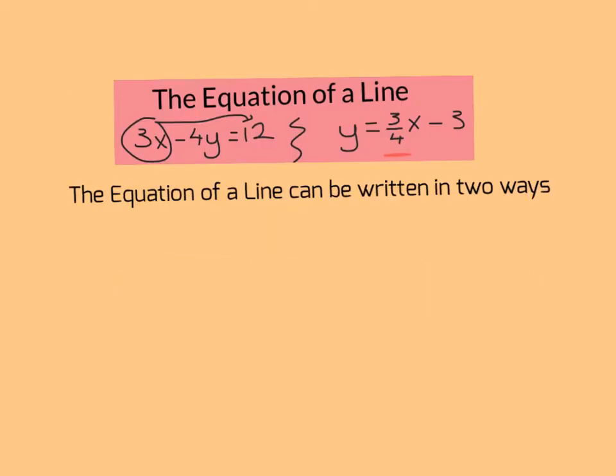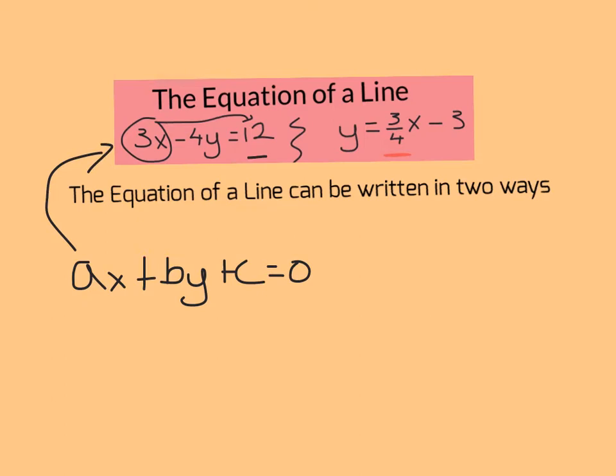So you'll remember from our slope video that the equation of a line can be written in two ways. I had told you that this line here is the exact same thing as this line here. It can be written as ax plus by plus c equals 0, which is basically this one here, except for the fact that the 12 is on this side. So if we were to write that, that would be 3x minus 4y minus 12 equals 0. I would just bring the 12 over to the other side. So that's the first way.